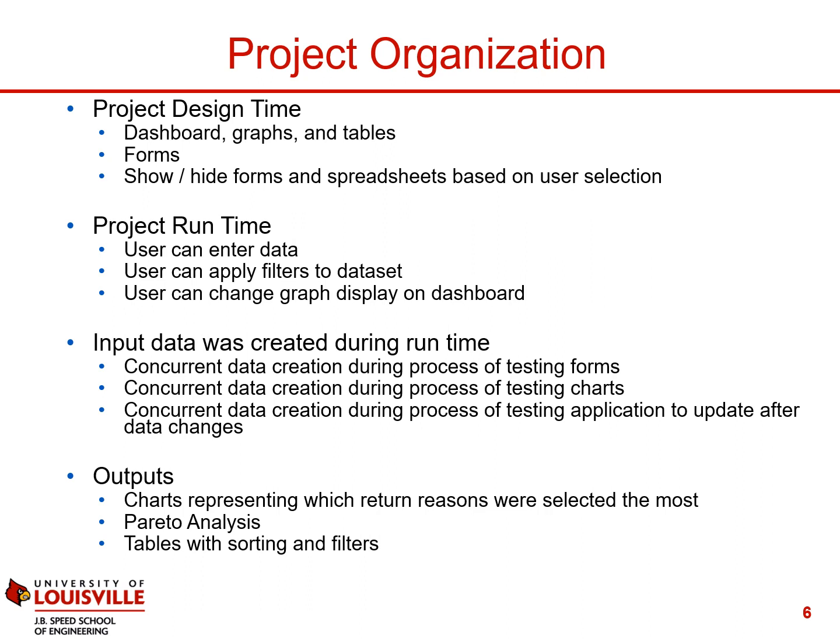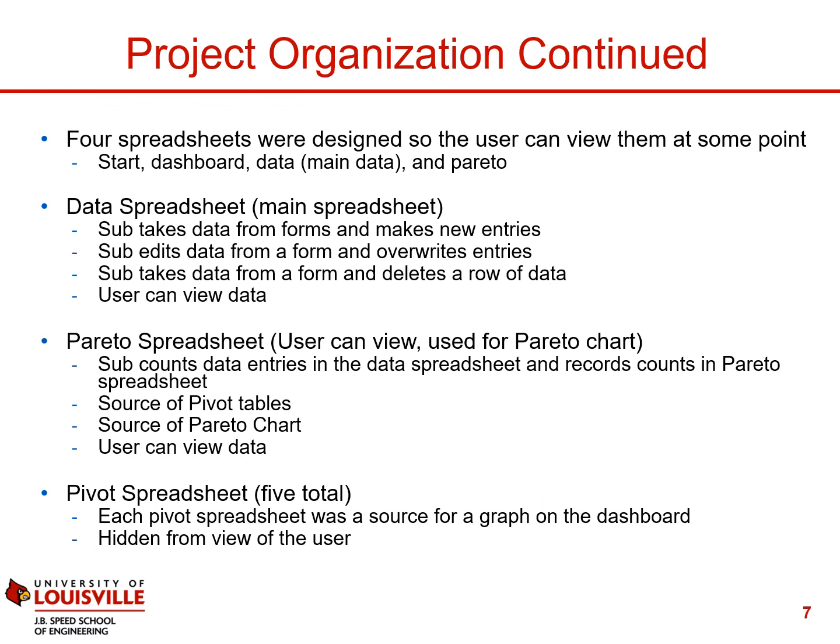Outputs for the project would be the Pareto chart, the top 5 primary, secondary, tertiary reasons of return, and the tables associated with the data. There are 4 spreadsheets that the user sees while they're using the application: the start, the dashboard, the data, and the Pareto charts. Data spreadsheet, which is your main spreadsheet, is kind of what the project's built around.